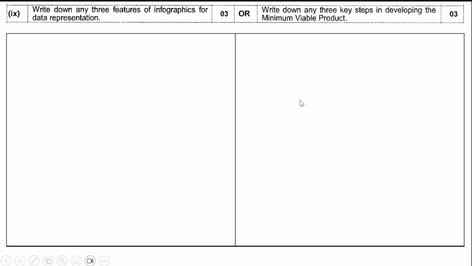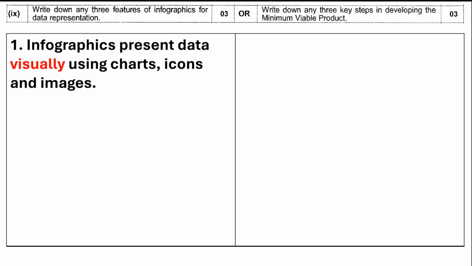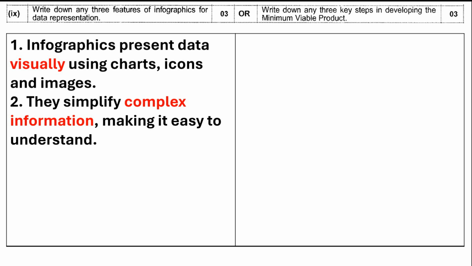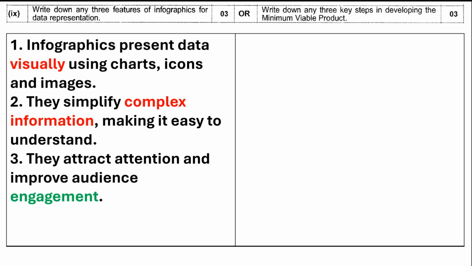Next question: write down any three features of infographics for data representation, because sometimes we use symbols and graphic images to represent the data. Number one, infographics present data visually using charts, icons, and images. An image can give more clarity compared to a thousand words. Number two, they simplify complex information, making it easy to understand. If you have a lot of data and present it in visual form like charts, icons, and images, it will be understood better. Number three, they attract attention and improve audience engagement. These are the three benefits.